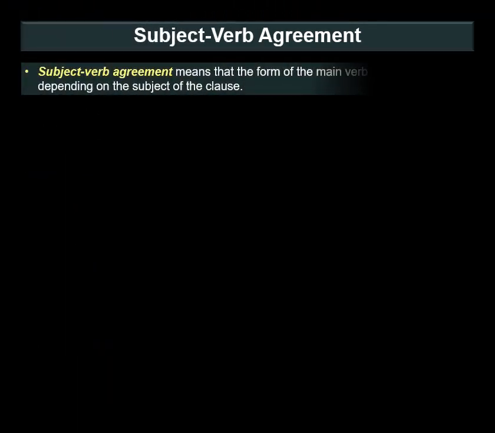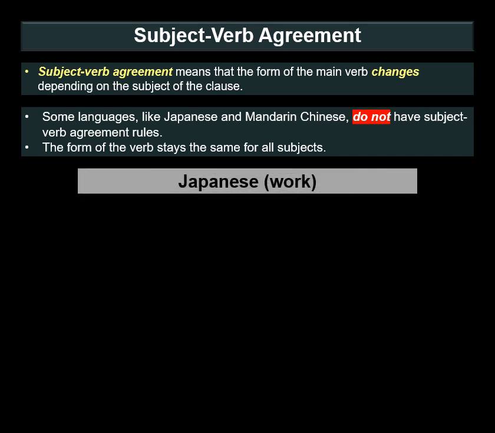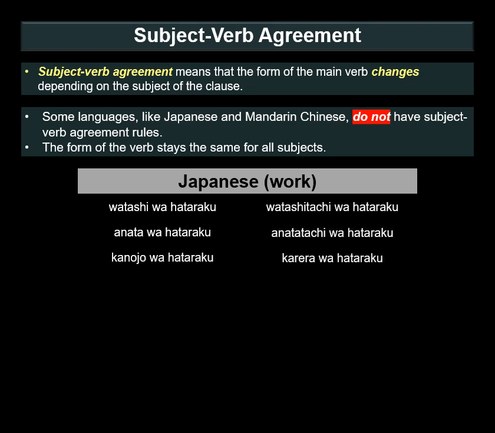So, subject-verb agreement. This means that the form of the verb changes depending on the subject of the clause. Some languages like Japanese, Mandarin Chinese do not have subject-verb agreement rules. The form of the verb stays the same for all subjects. For example, the Japanese verb for work, which is hataraku. You would say, watashi wa hataraku, anata wa hataraku, kanojo wa hataraku, watashi tachi wa hataraku, anata tachi wa hataraku, and karera wa hataraku. No matter the subject, I, you, she, we, they, the verb stays the same.